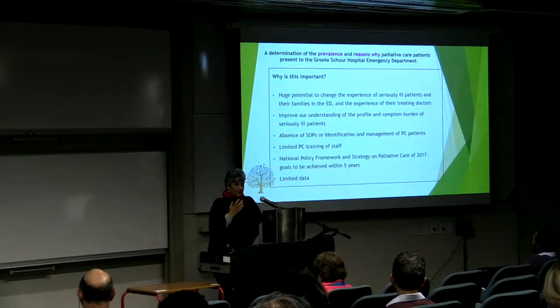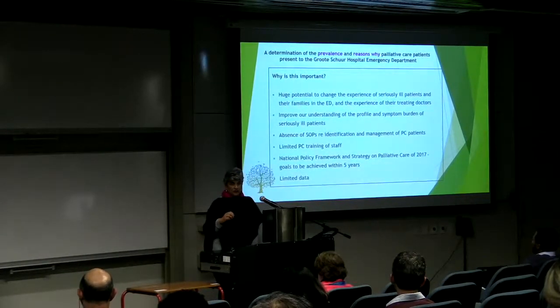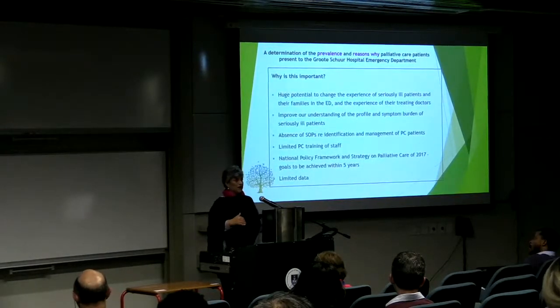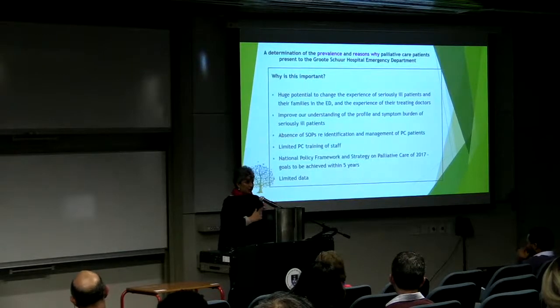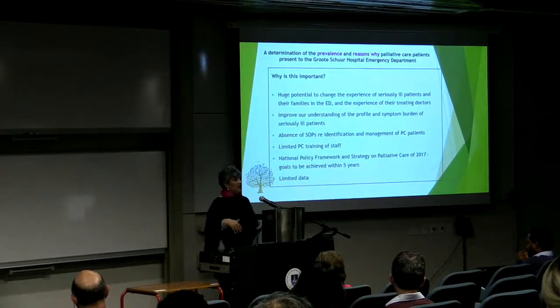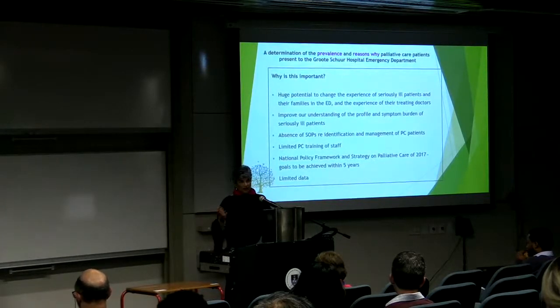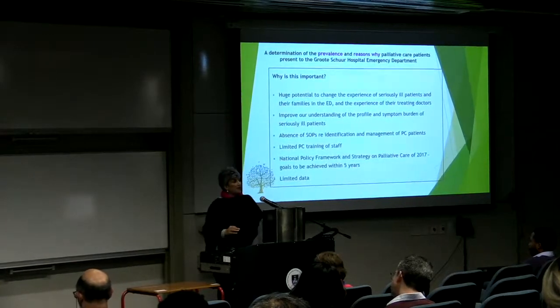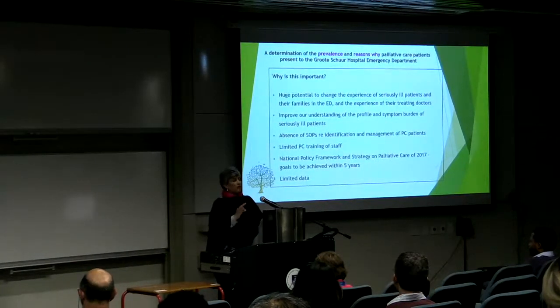There is an absence of SOPs regarding identification and management of palliative care patients. Not in Groote Schuur Hospital, however. Groote Schuur has a palliative care referral sheet, and they actually set out a means to identify who is a palliative care patient. For example, when is a chronic kidney disease patient a palliative care patient? According to the Groote Schuur Hospital referral form, it is a kidney disease patient in end stage, or who has been declined for dialysis.